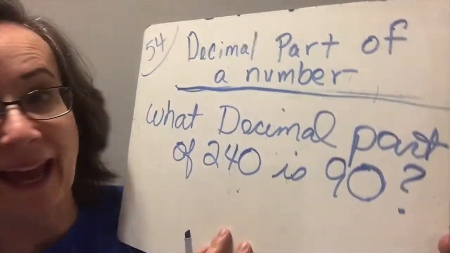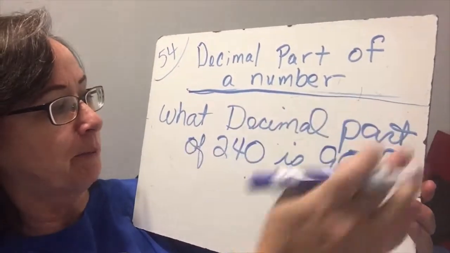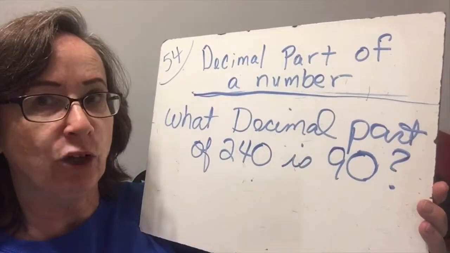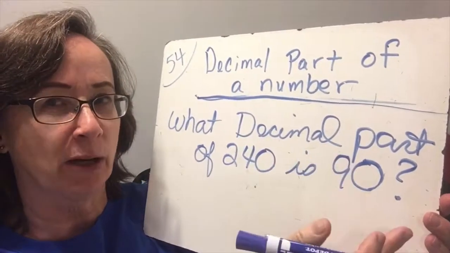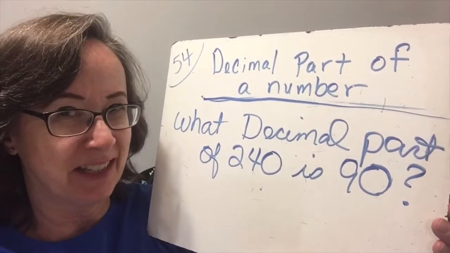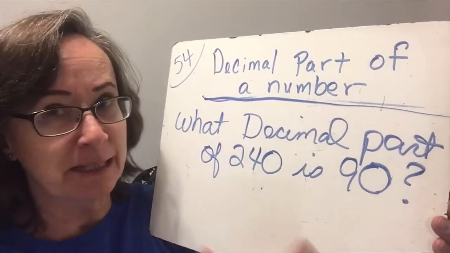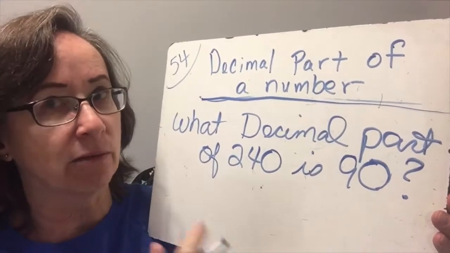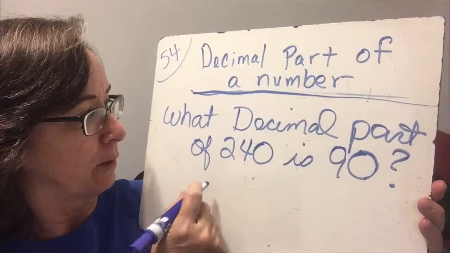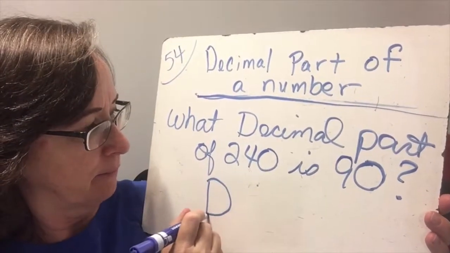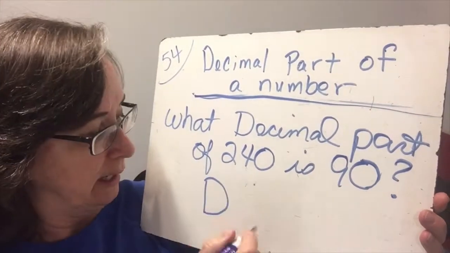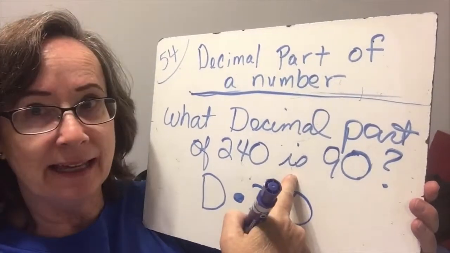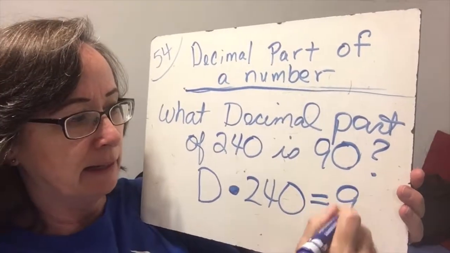Okay, so here we have example 2. What decimal part of 240 is 90? So we could just say, instead of what decimal part, the decimal part is just a decimal, and a decimal is really just a number, but instead of using n, we're going to use d to remind us that it is a decimal. So we're going to say, what decimal of 240, so that's going to be times 240, is our equal sign 90.